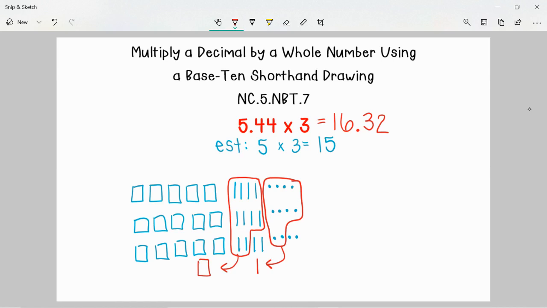And I know that answer is reasonable. It is close to our estimate of 15. And when we estimated, we said that our answer would be close to 15, but definitely a little bit more than 15. So that helps us know that 16 and 32 hundredths is a reasonable answer. And again, this is how we can multiply a decimal by a whole number using a base 10 shorthand drawing.